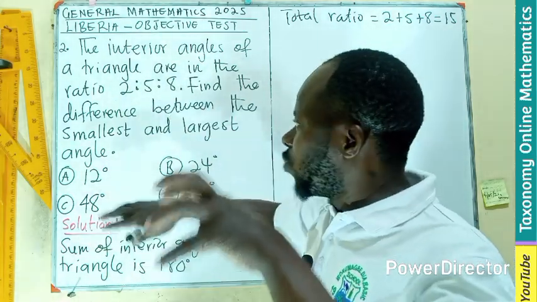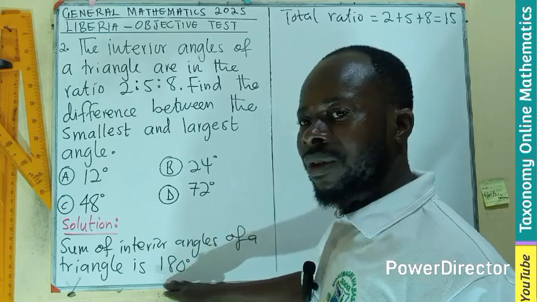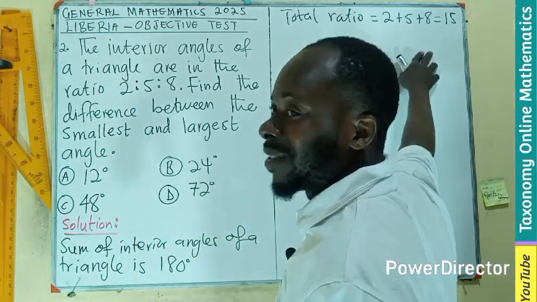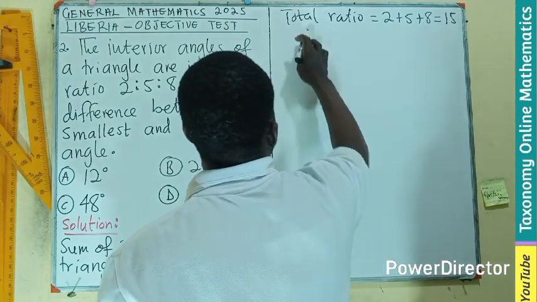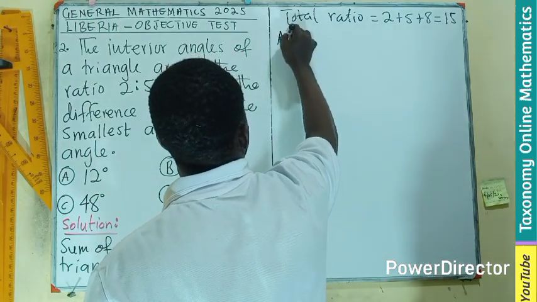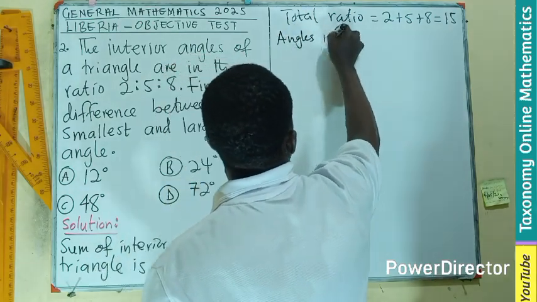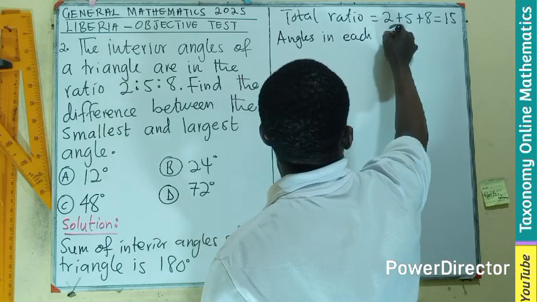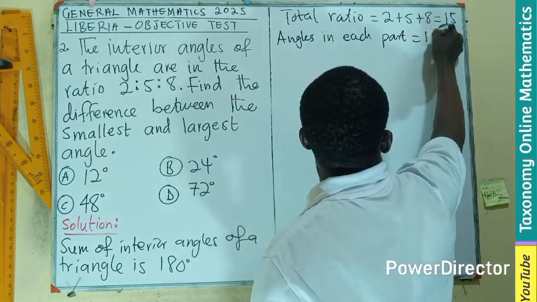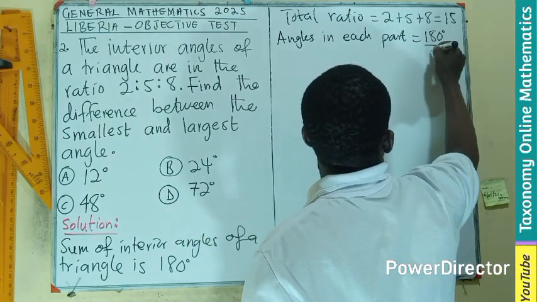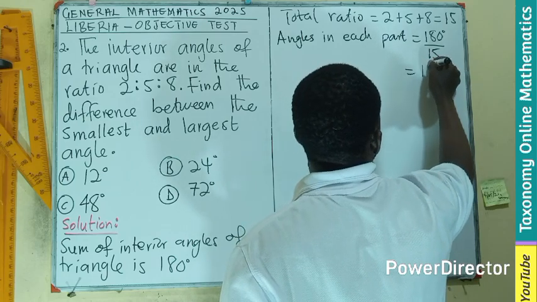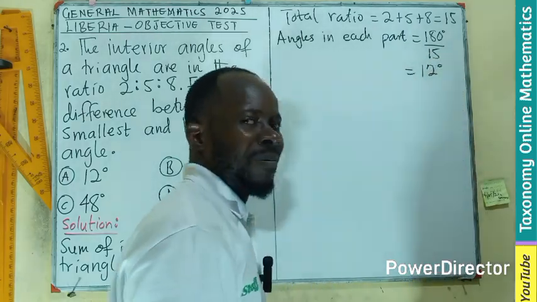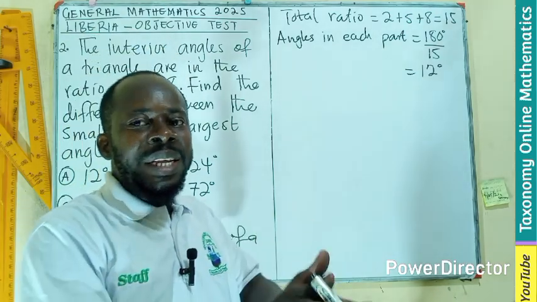So in picking 2 parts, how many angles, in terms of angle, are in each part? So we need to know the angle in each part. We are dividing 180 by 15, and that will give you 12. So 12 degrees is the angle in each part.